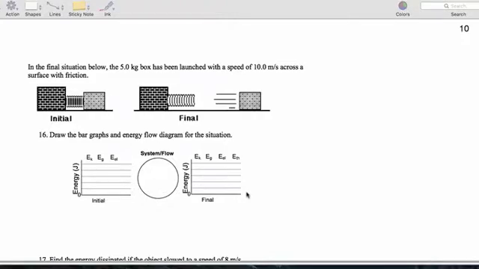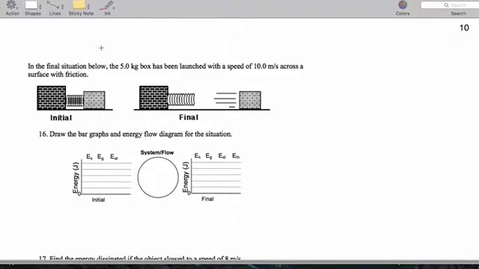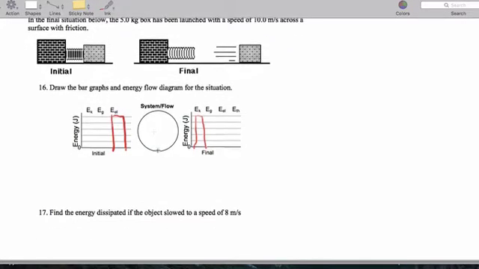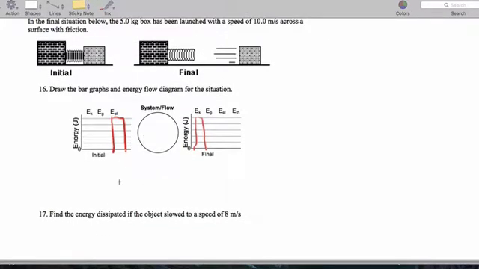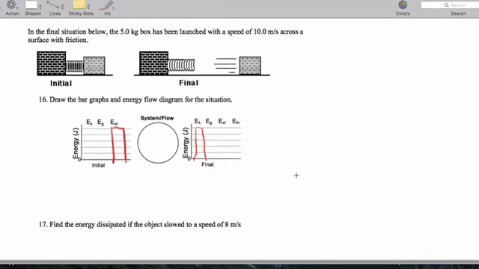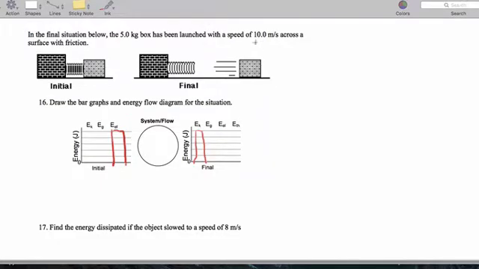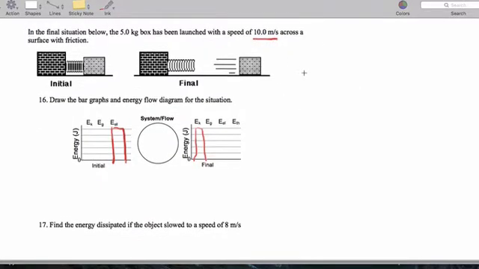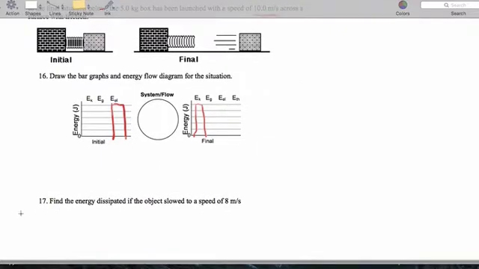All right, this is page 5, and we're going to draw energy bar graphs and energy flow diagram, or just the energy bar graph. So we start off with all elastic energy here, and it's going to get converted into kinetic energy. So the energy stored in the spring, it says find the energy dissipated if the object slowed to a speed of 8 meters per second. So let's be clear. We launched at the speed of 10, and then we slowed to a speed of 8.